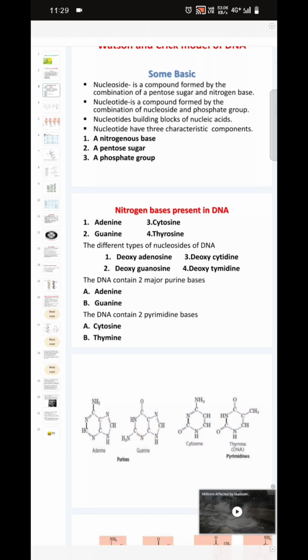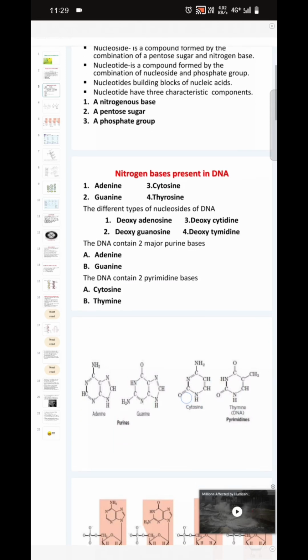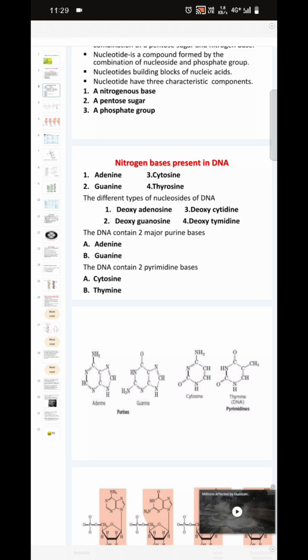In this subgroup, the nitrogen bases present in DNA are adenine, cytosine, guanine, and thymine. The different types of nucleosides of DNA are four. First, deoxyadenosine. Second, deoxyguanosine. Third, deoxycytidine. Fourth, deoxythymidine.